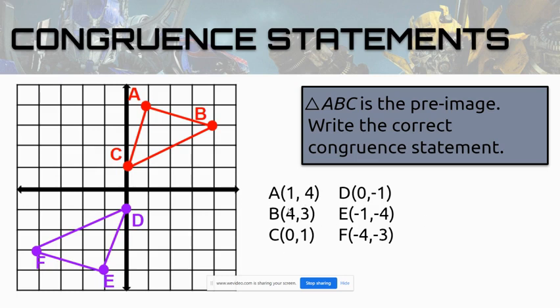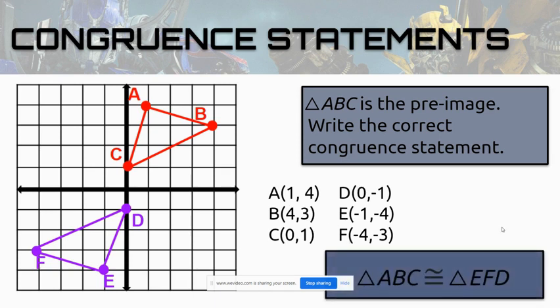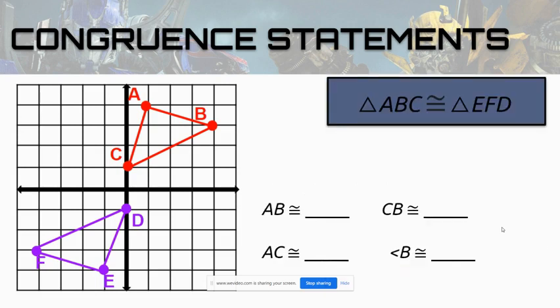Well, I said A, B, C. So the one that goes with A is E. So I'm going to start the next one with E. Then I said B. Well, the one that goes with B is F. So it's E, F, and then C goes with D. So the congruent statement is triangle ABC is the same as EFD. Well, now that I have this written, all I have to do again is match up the letters.